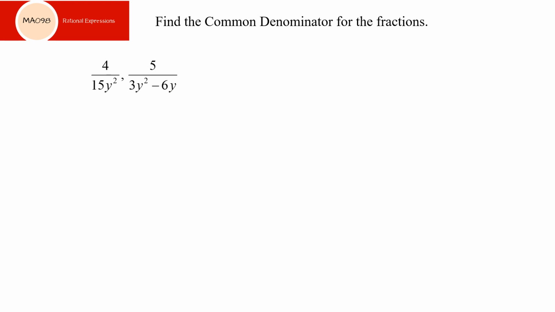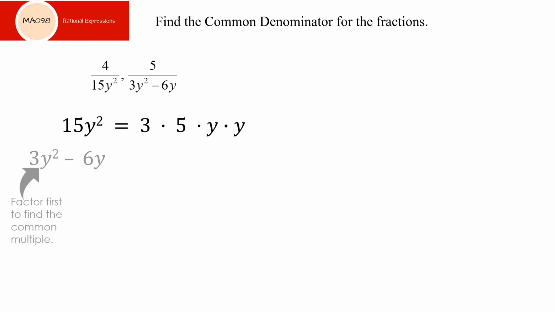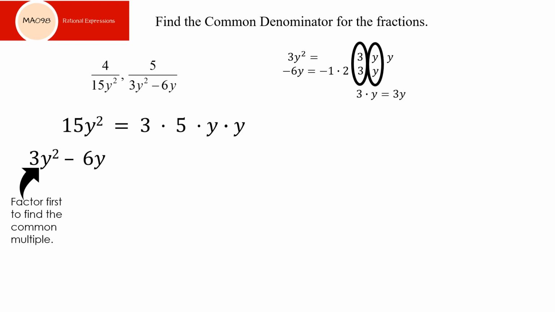Once again, we have to factor everything. Well, 15y squared is 3 times 5 times y times y. Now, we have to factor 3y squared minus 6y. If you remember, we have to find the greatest common factor of 3y squared and negative 6y. So I'm going to do it over here on the right. 3y squared is 3 times y times y, and negative 6y is negative 1 times 2 times 3 times y. Now remember, we're trying to find the greatest common factor, so all we're going to do is circle things that are in common. And it turns out that 3y is our greatest common factor.